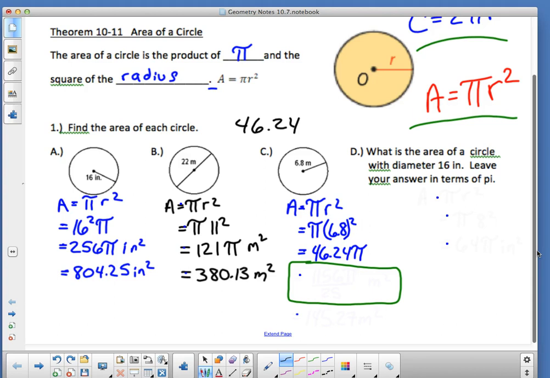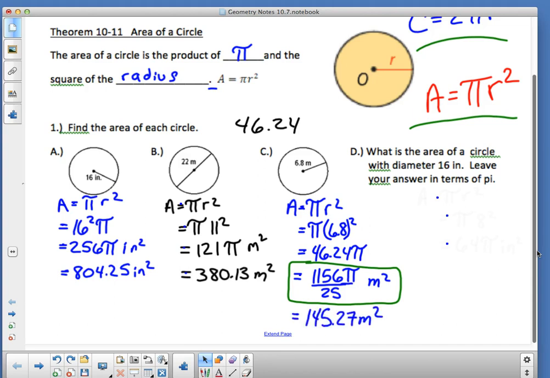Okay, it's crazy, right? It's huge. Doesn't even look like it. That's why I want you to know I'm doing it in terms of pi. In terms of pi, the exact answer has no decimal points in it. And then if I'm going to multiply it out, 145.27.